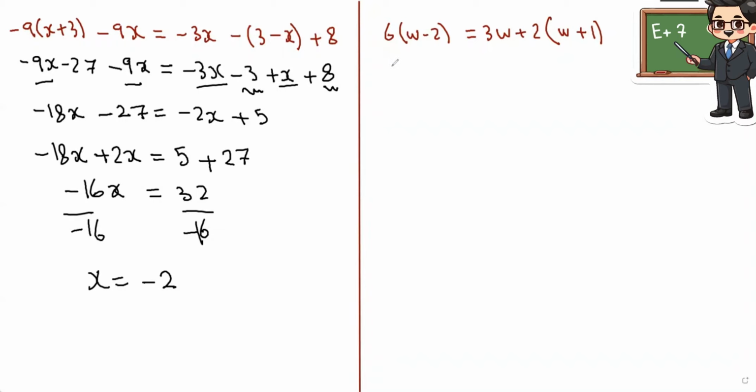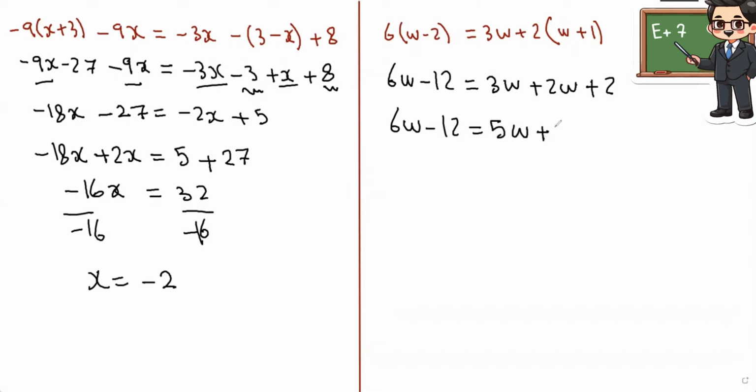Now this one here, bit easier. So 6w minus 12, distribute the 6 in both, the w and minus 2, the distribution property, equals 3w. Now plus 2 has to be distributed in both, plus 2w, plus 2. Let's collect like terms first. 6w minus 12 equals 3w plus 5w. That's 3w plus 2w. That's 5w plus 2.